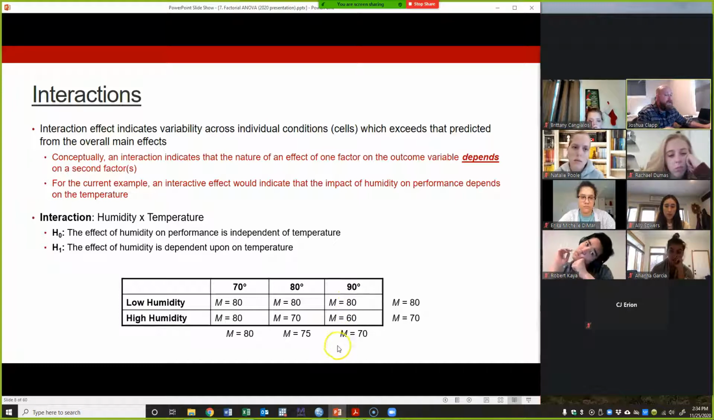okay? Here, what we're seeing at low humidity, temperature appears to have no impact at all, right? If humidity is low, doesn't matter if I'm 70, 80, 90 degrees, everything's staying the same, right? But if I go down through and I crank the humidity up, now all of a sudden I'm seeing an effect. I'm getting a 10-point reduction as the temperature increases at high levels of humidity, suggesting that there's more going on across these cells than what is being caught across these main effects.